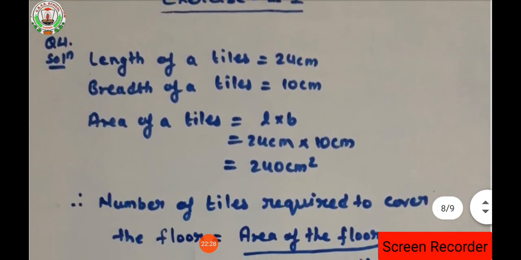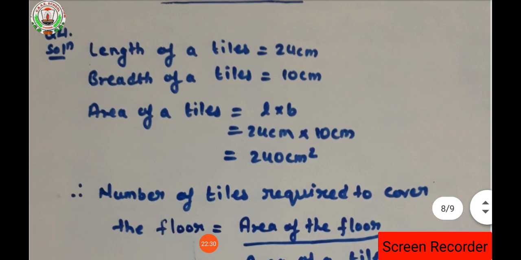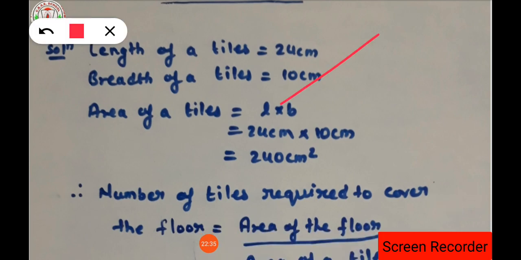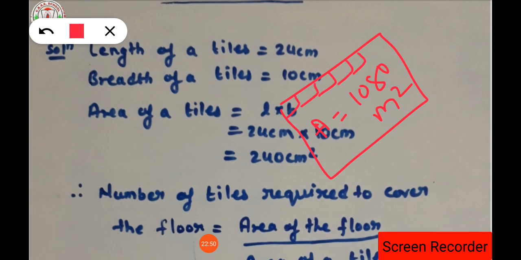Next, question number 4. In this question, a floor is given. That floor area is given as 1080 meter square. Now it is asked how many tiles will be required to cover this area of the floor. The number of tiles is asked.